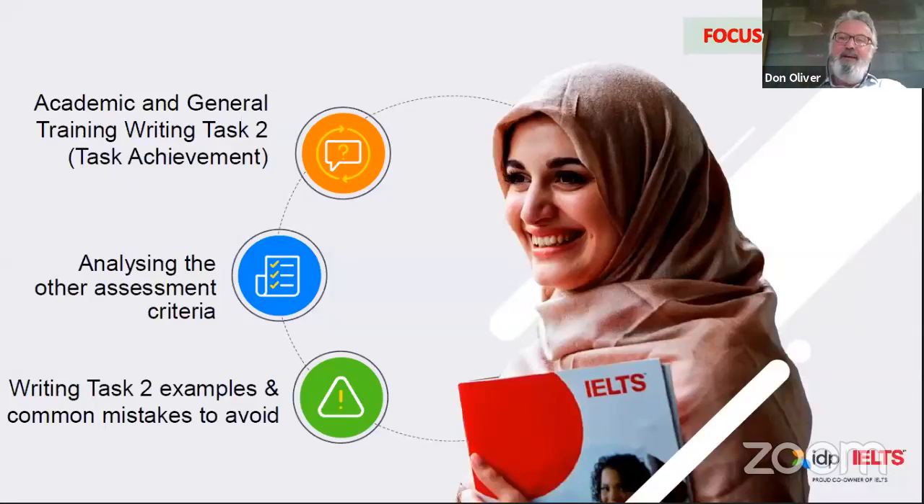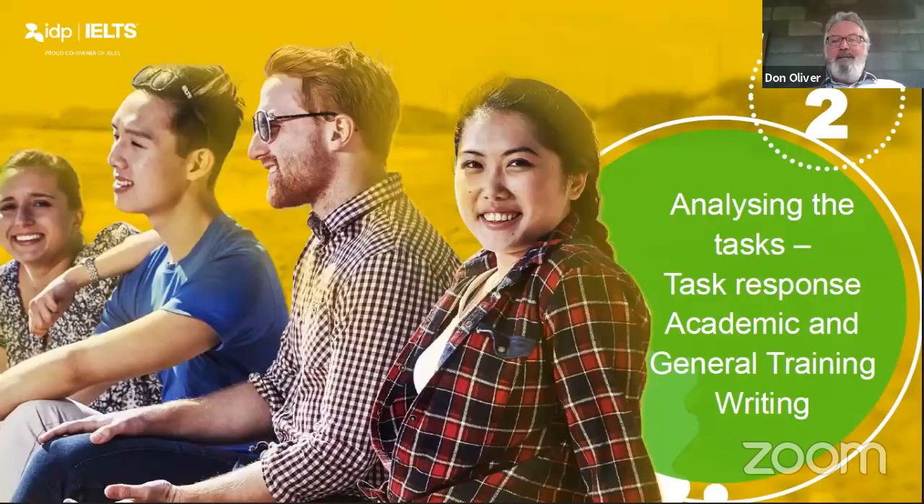And a special thing today, we're going to look at a couple of examples of task 2 essays. And these are real task 2 essays from IELTS test takers. One of them is a band 7. The other one is a band 6. And I'll try and explain to you why one is better than the other, which parts are better and which parts are worse. We'll look at the common mistakes that many people make, and I'll try and help you avoid those in the future. So let's analyze the task now. Let's look at task response.